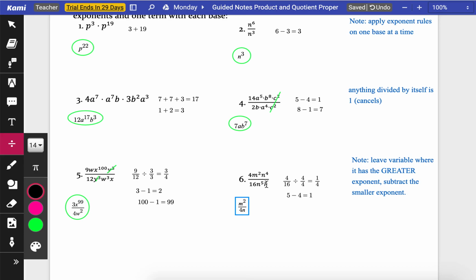And I also have a k in the denominator that I can't apply exponent rules with because there are not any k's anywhere else. So what I'm left with is 4 over 16 became 1 over 4. The m squared stayed in the numerator. n to the fourth divided by n to the fifth became just an n in the denominator, and k stayed as it was in the denominator.